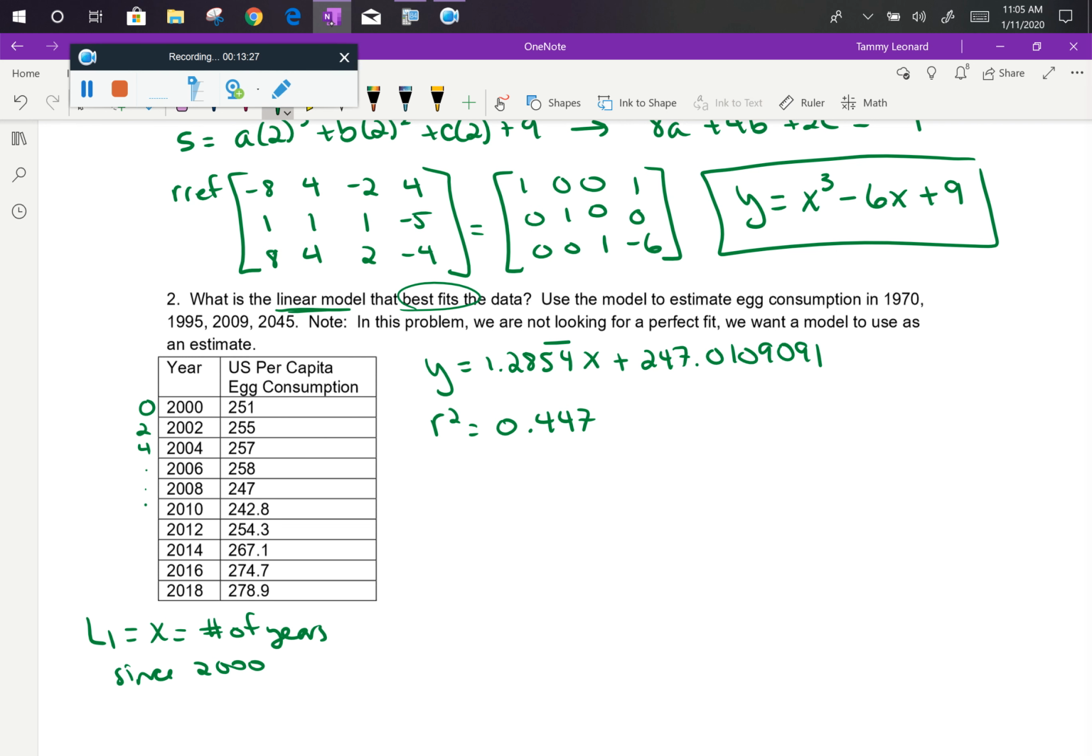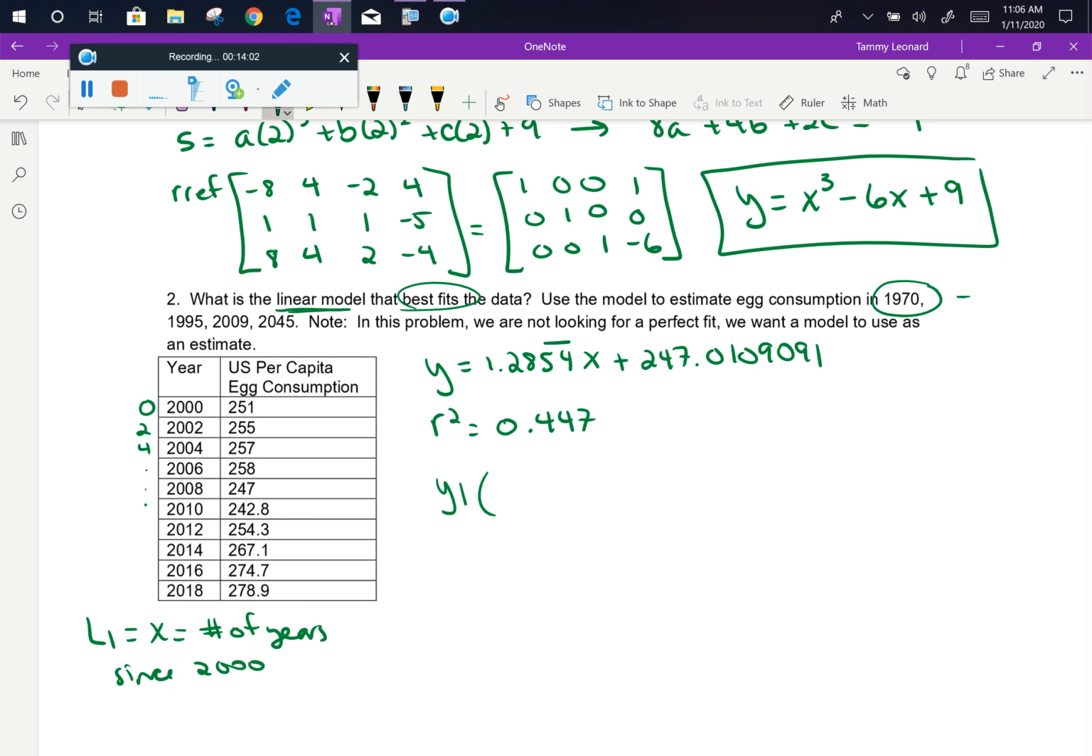It says, use the model to estimate egg consumption in these years. Okay, when we're using the model, that means we're substituting values for x and finding out what y is. Now, you can do this out by hand, but you're dealing with tons of decimal numbers, so it's not that fun. It's very tedious. So there's a handy way you can do this in the calculator. You can essentially use a modified form of function notation. If you remember back, if I say f of 2, that means evaluate the function at x equal to 2. So this is like that type of notation. It's how you communicate it to the calculator.